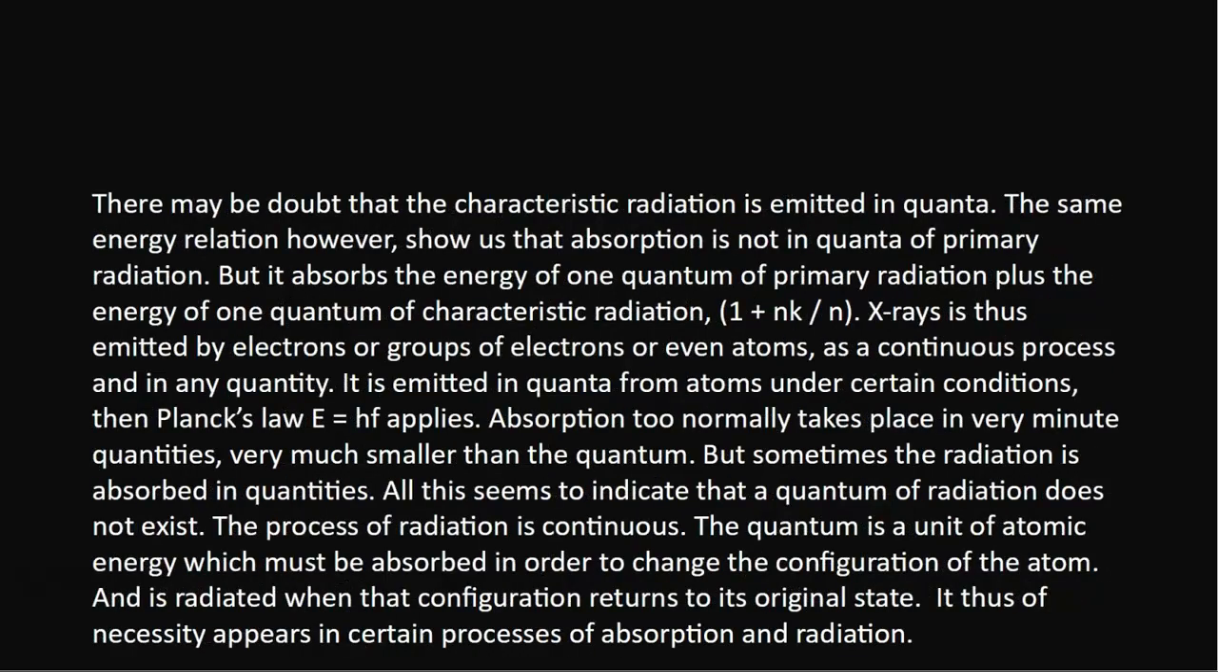There may be doubt that the characteristic radiation is emitted in quanta. The same energy relation, however, shows that absorption is not in quanta of primary radiation, but it absorbs the energy of one quantum of primary radiation plus the energy of one quantum of the characteristic radiation, in 1 plus νK divided by ν. X-ray is thus emitted by electrons or groups of electrons or even atoms as a continuous process and in any quantity. It is emitted in quanta from atoms under certain conditions, and then Planck's law, E is hf, thus energy is Planck's constant times frequency, applies.